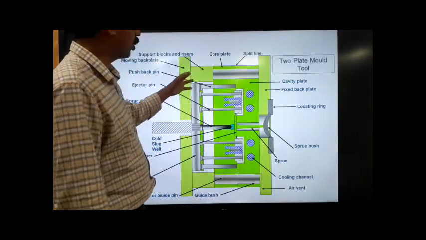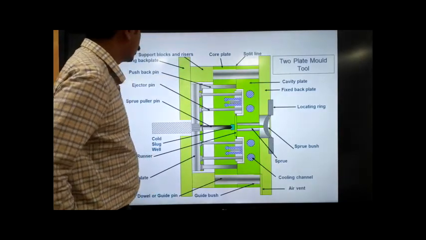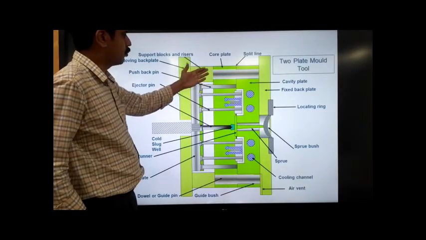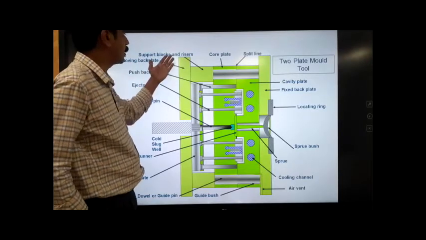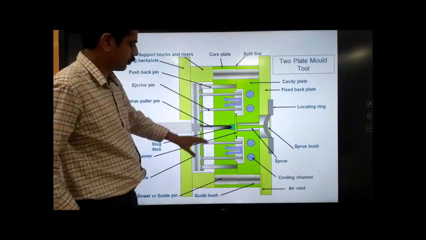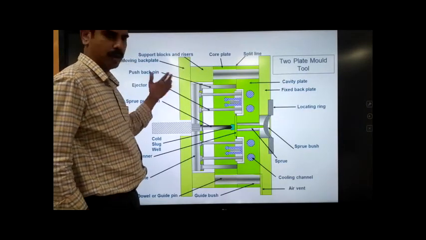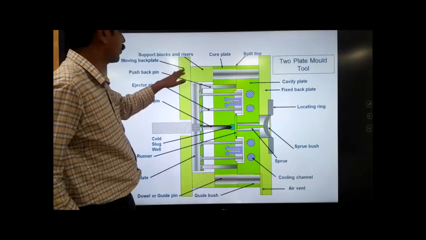If we focus on the area near the core plate, here we can see that just at the bottom side, or the rear side, of the core plate, we have two support blocks, support block 1 and support block 2. And what is the function of the support block? We'll come to a detailed discussion later. But beneath that, we have the moving back plate.